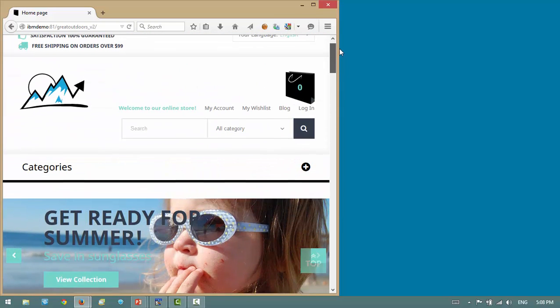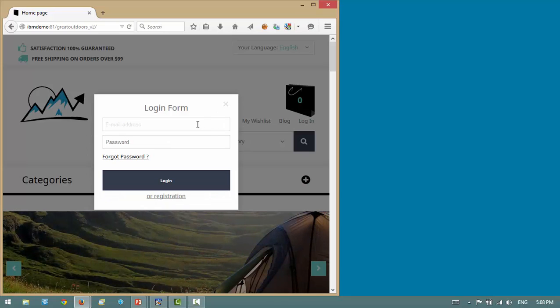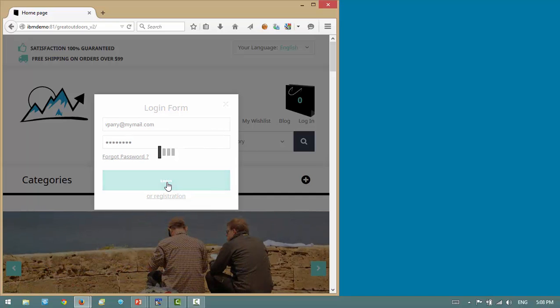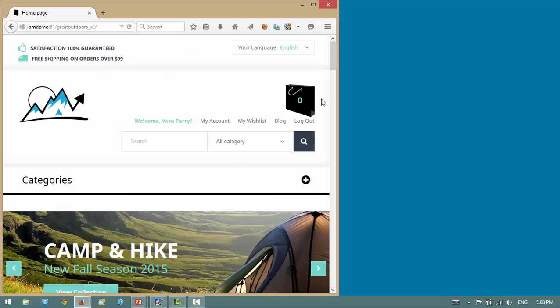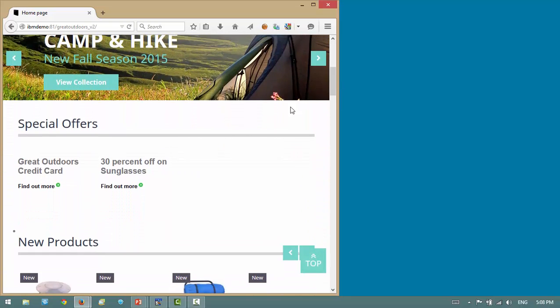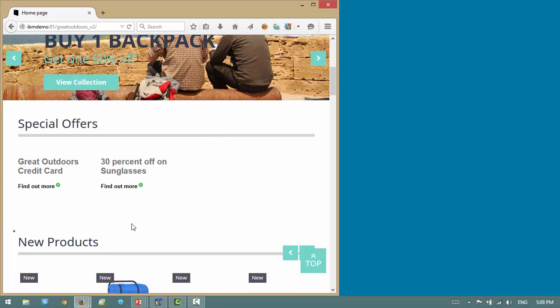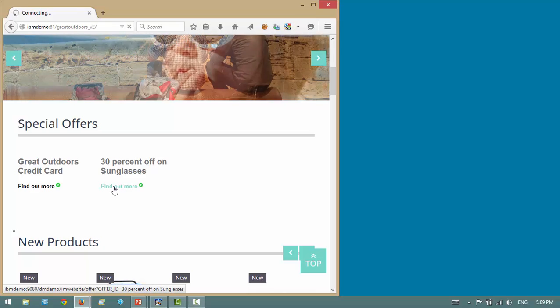But once I log in, custom offers will be presented. So let's go ahead and log in. So now the page has been refreshed, and I am presented with my special offers based on who I am as a customer. We can see there are two special offers that are being offered to us. There's a credit card offer and 30% off on sunglasses. Let's take a look at the details behind these offers.